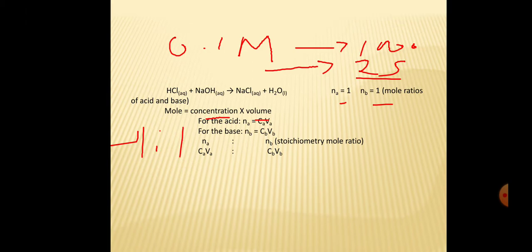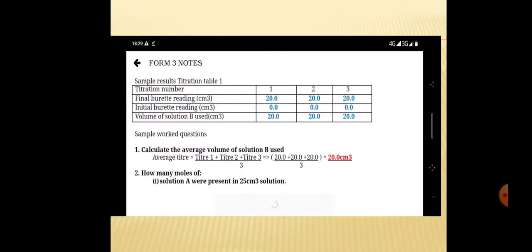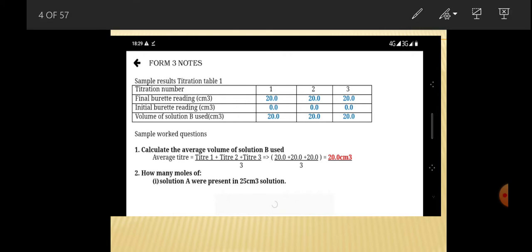So after you've titrated, you're going to get this table. Our table gives us the volume of B used as 20 centimeters cubed for the first trial, second 20, and the third 20. Remember that this table normally has 5 marks.